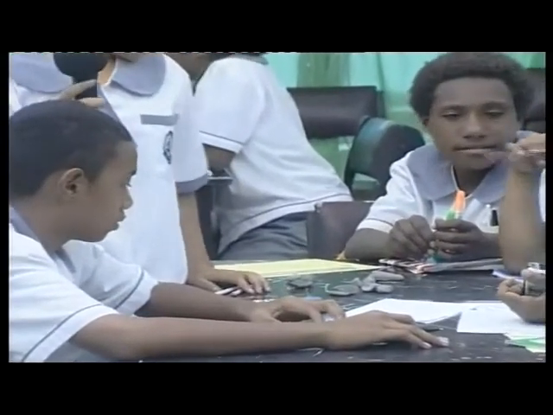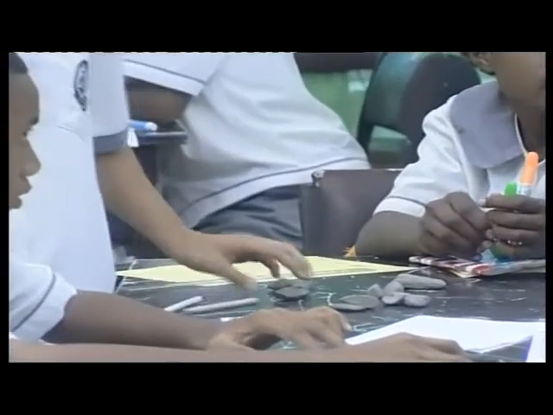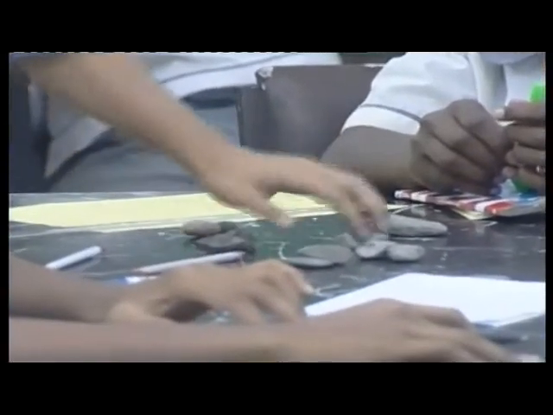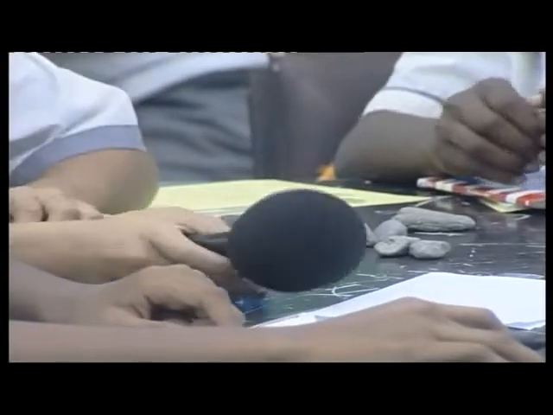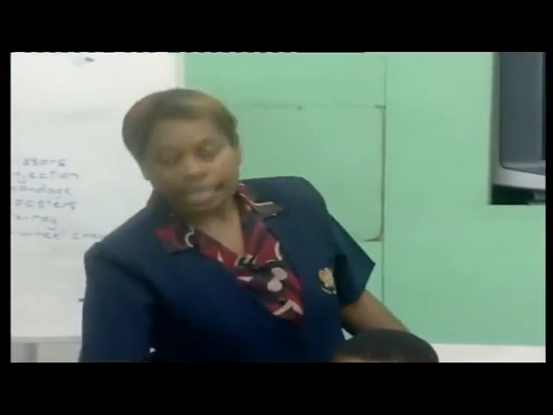We have an even number of stones. Okay, good. 12. All right. Okay. How many pairs? 6. Okay. All right. Very good. They have an even number of stones, 12. 6 pairs. Okay. Good. Next group.